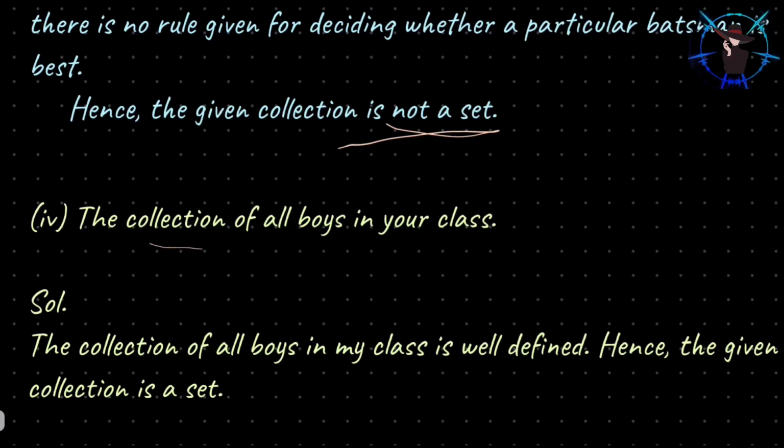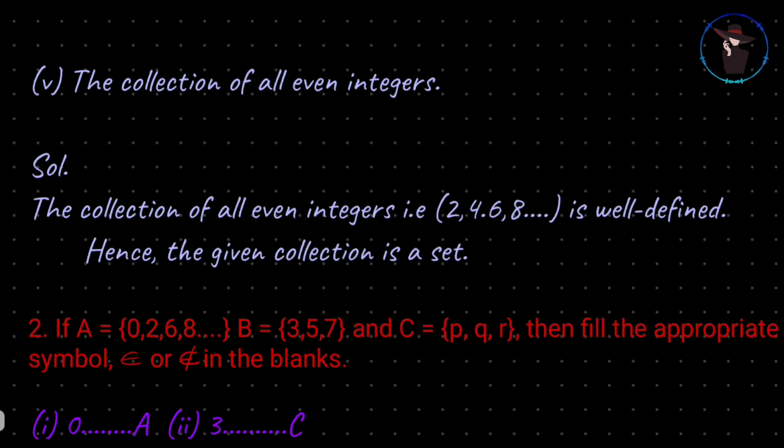Fourth question: collection of all boys in your class. Okay, I know how many boys I have in my class, you know how many boys you have in your class, so it can form a set. If it is 20, 20, if it is 30, 30, whatever the number is, you can form a set with that number. Fifth question: collection of even integers.